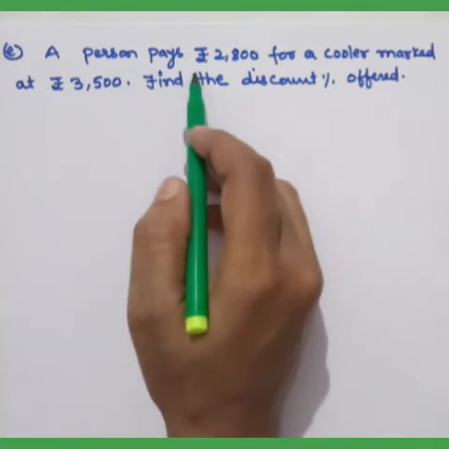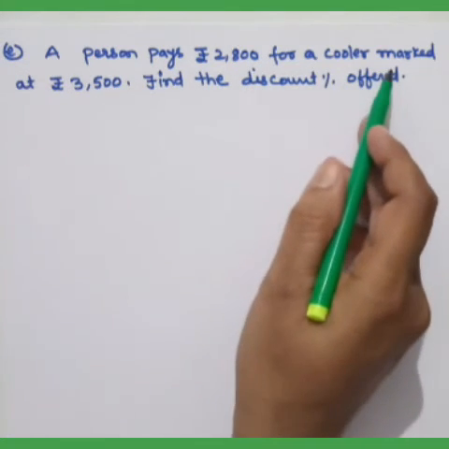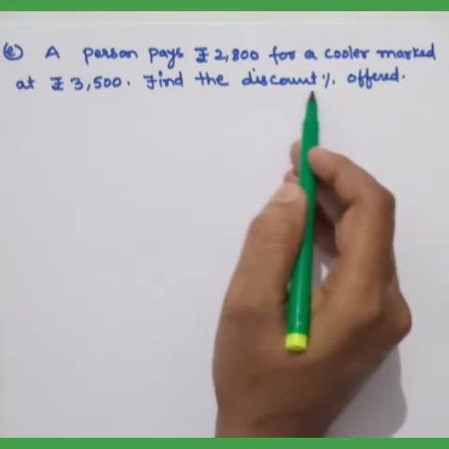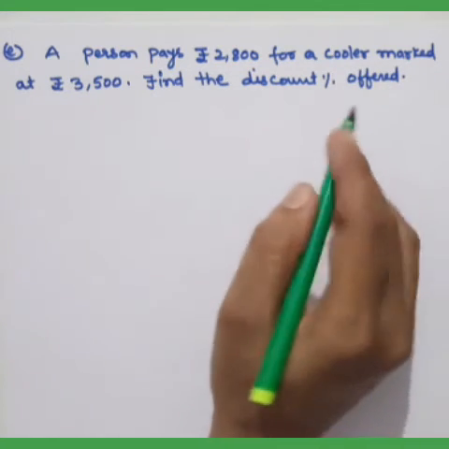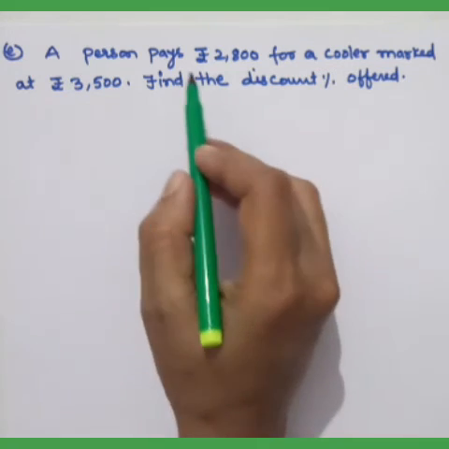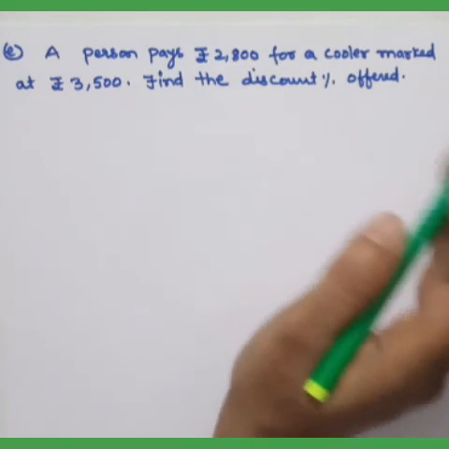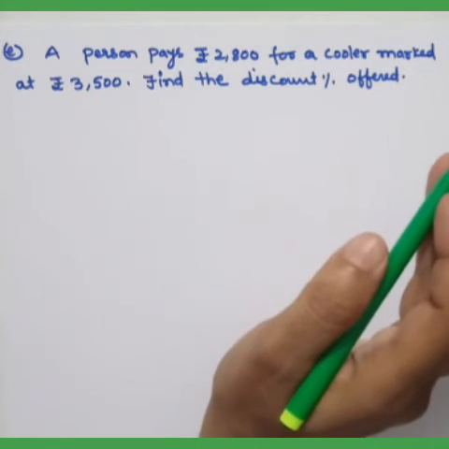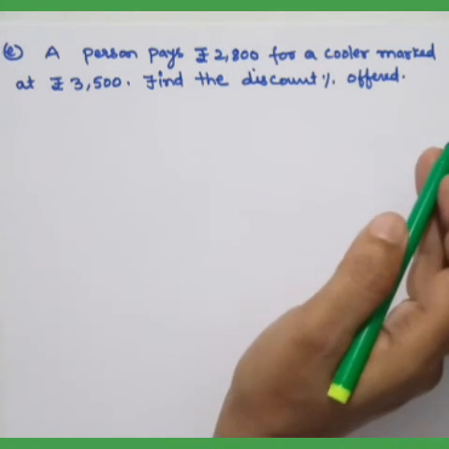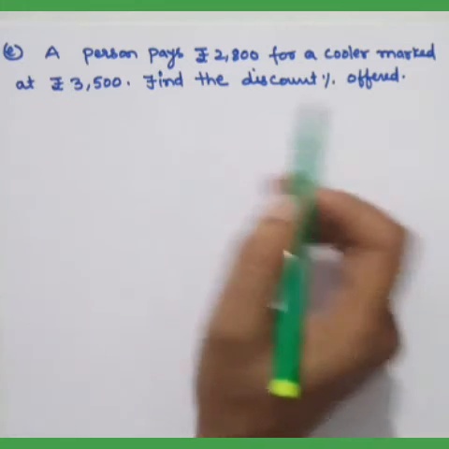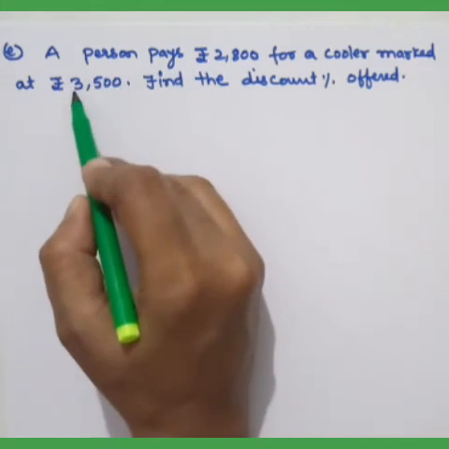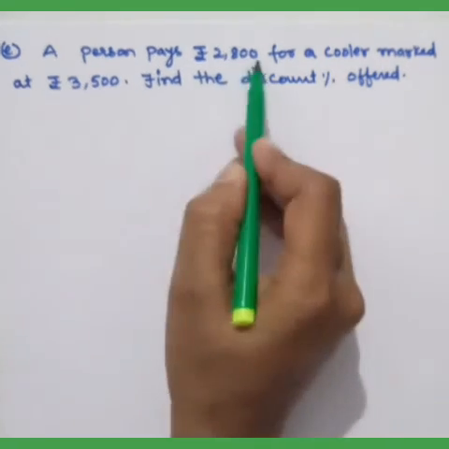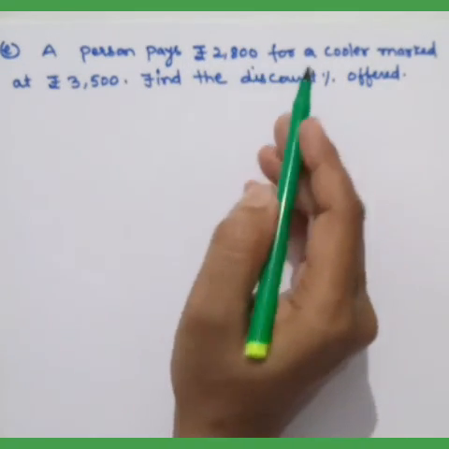Now the last question of B part, question number 1. A person pays rupees 2,800 for a cooler marked for rupees 3,500. Find the discount percent offered. Now see here, this is also very easy. A man pays just rupees 2,800 for a cooler, but it is marked 3,500. That means the shopkeeper has given some discount and you have to find the discount percent. See, marked price was 3,500 and the person gave only 2,800. The difference between these two is the discount.